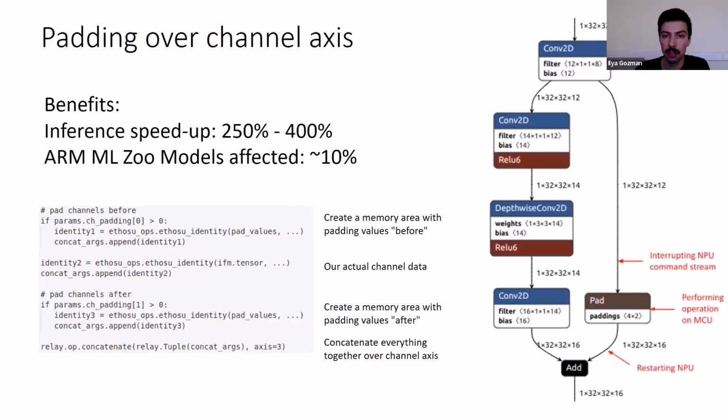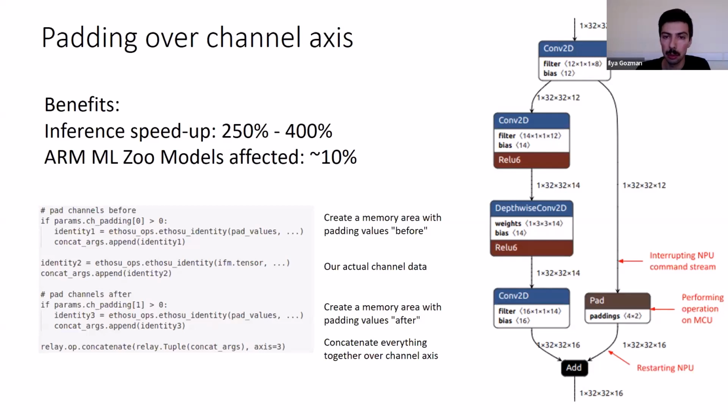Another issue we have found during one of our investigations was the lack of support for the pad operation over channel access in some MicroNet networks. This operation appears multiple times and requires the model and the inference flow to switch back to the CPU for this simple operation, which generated huge overhead. We decided to solve the issue by replacing the pad over channel operation, which is not present on the NPU, with a combination of identity and concat operations during the allocation step.